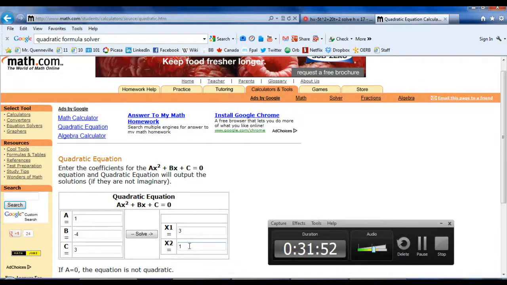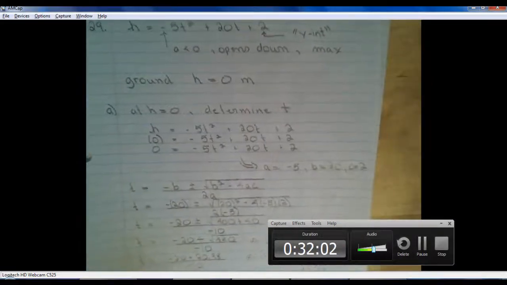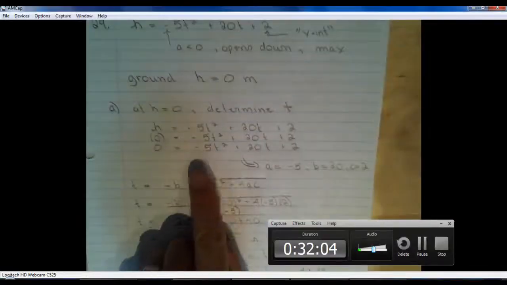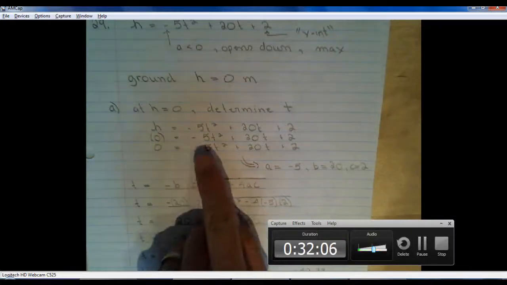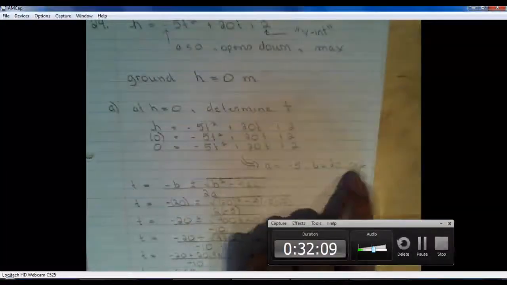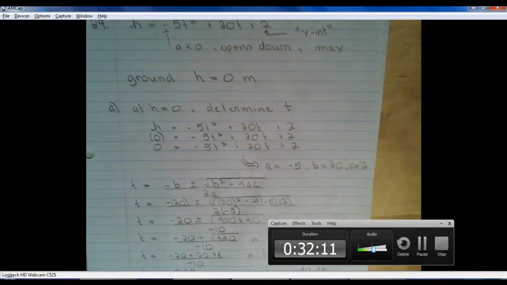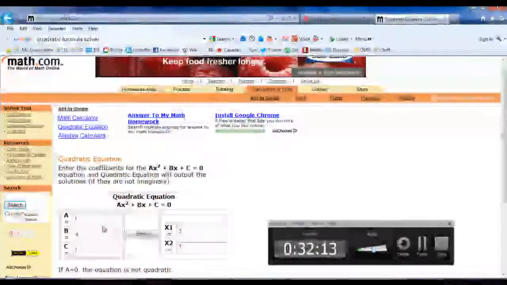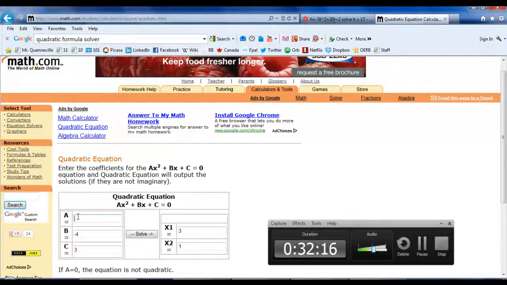Okay, even going back to the question in part A, we solved the following quadratic. This is where the height was 0, and we had a, b, and c values of minus 5, 20, and 2. That would look like this. So minus 5, 20, and 2, and we'll solve that, and we get our negative time and our positive time.